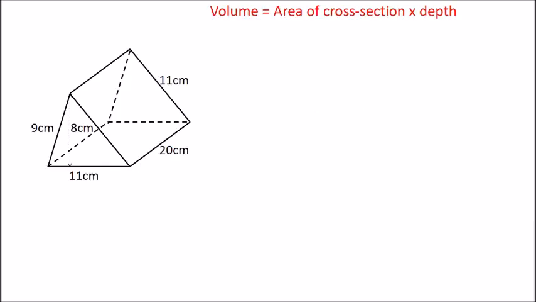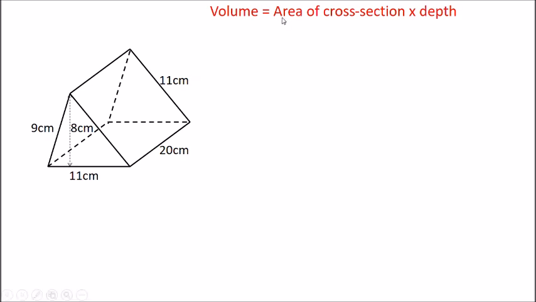Okay, so let's try an example together. Remember, volume is the area of the cross-section multiplied by the depth. Here we have a triangular prism, and we want to calculate the volume of it. If you just want to try it now, just pause the video, or if you are unsure and you want to listen to me explain it, just leave it running.